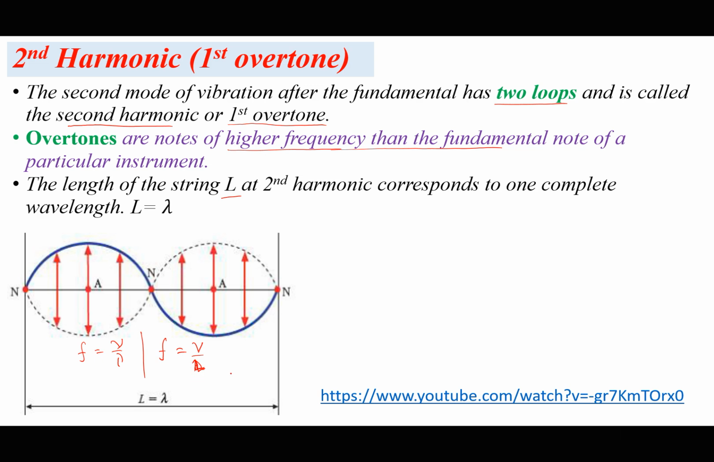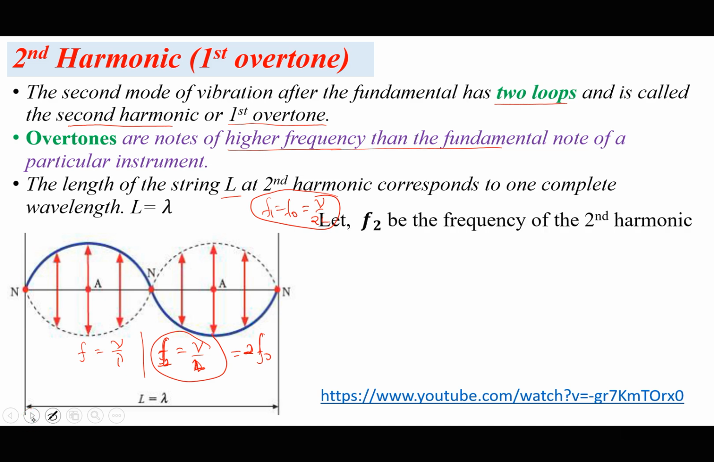But remember the first one, we saw that F1, which was the same as F0, was V over 2L. So how is this equation related to that one? It means I have to multiply the first frequency by 2. So this one is the same as twice F0, and this is going to be called F2. The second mode of vibration gives us a frequency which I'm calling F2, and F2 is twice F0.